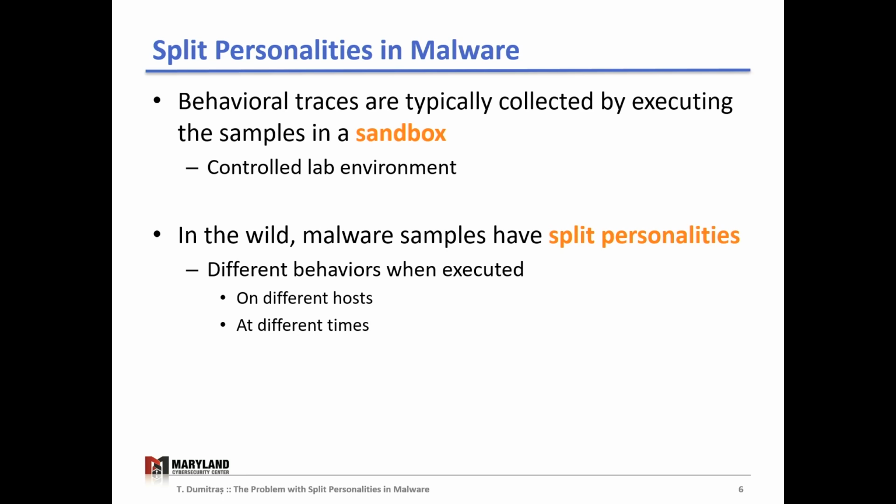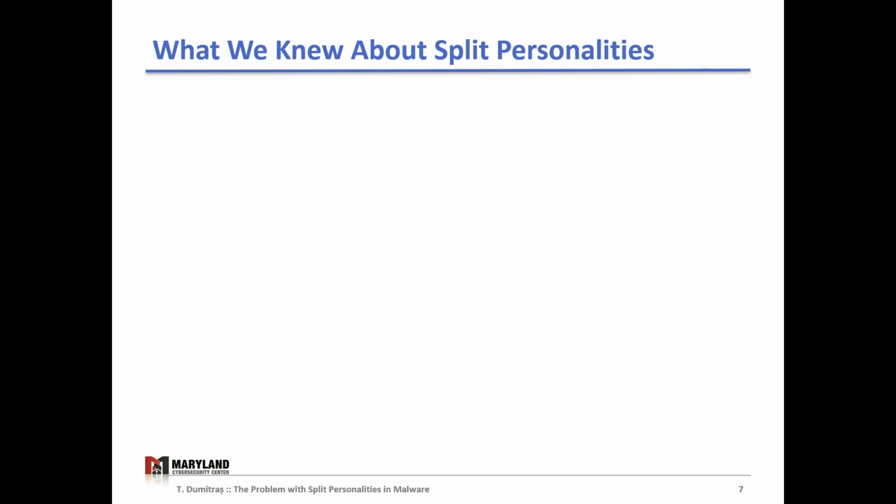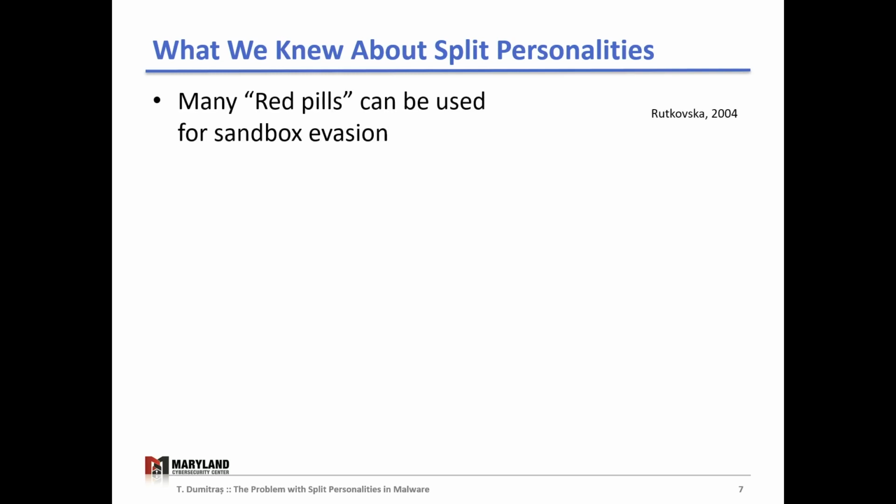Now, this is not a new concept. Security professionals have known about split personalities for a while, but this became a problem that really came to the attention of the community, that there's something serious that needs to be fixed, with the discovery of red pills, which malware can use to detect that it's running inside of a virtual machine and therefore to evade detection and analysis. Now, the first red pill dates from 2004, but many more have been discovered since then.